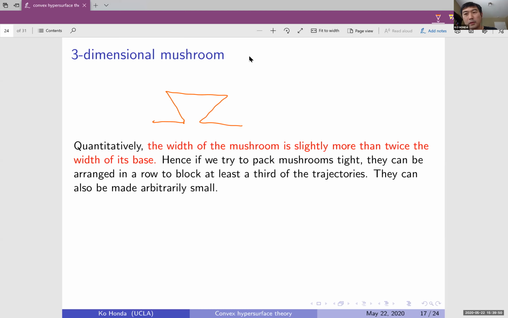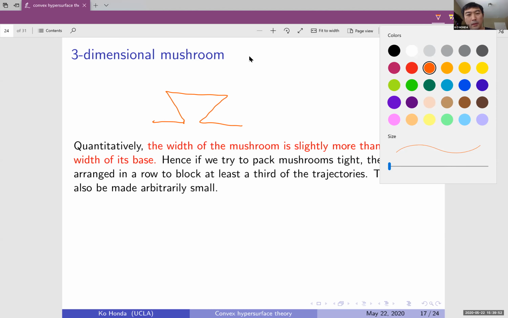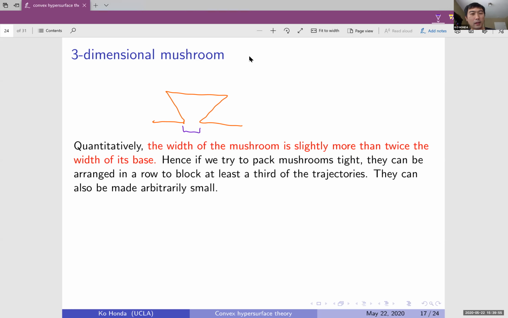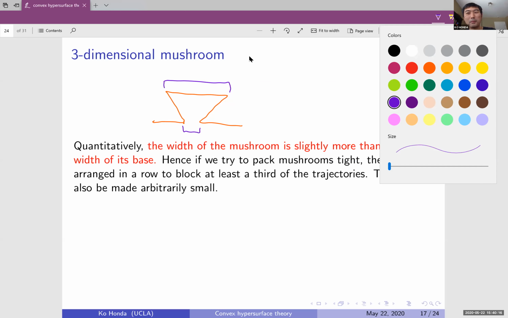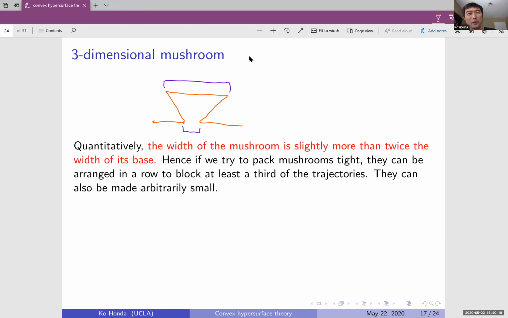So let me just draw. This is the width of the base, and the width of the mushroom is this. In order for this trapping behavior to happen, the top has to be at least twice as wide as the thing on the bottom. Okay, and so what we'd like to do is pack as many as possible. If you try to pack as many as possible, the thing that's blocking you is somehow the shape of the top.